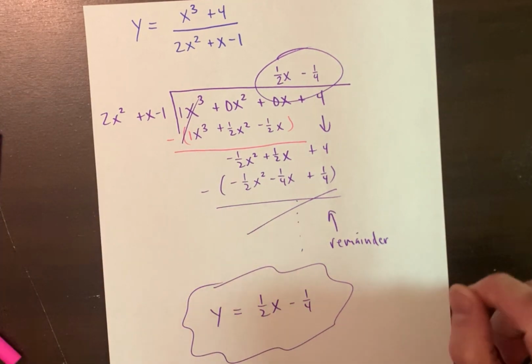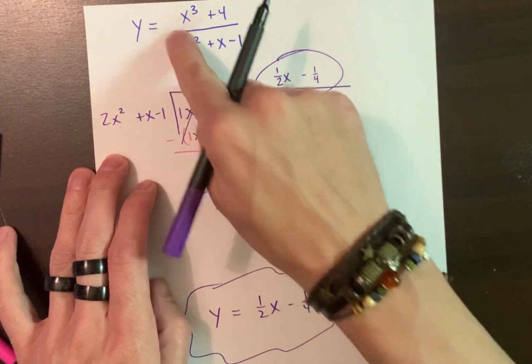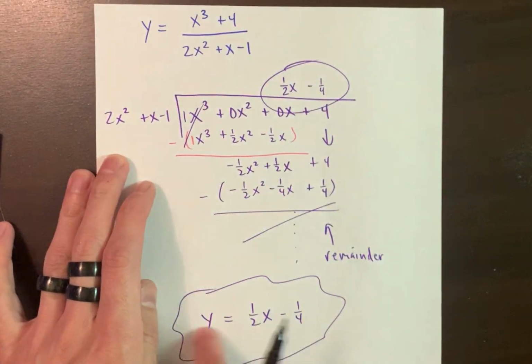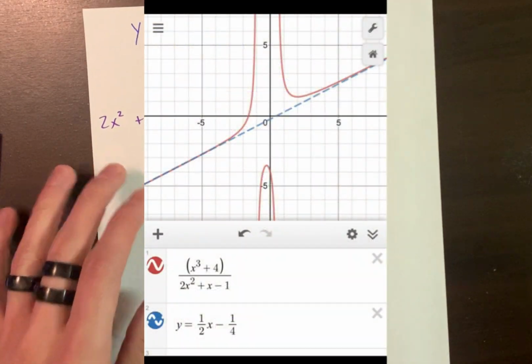If you want, I'll show you a picture where you see this function along with this slant asymptote, this one here, and the picture looks like that.